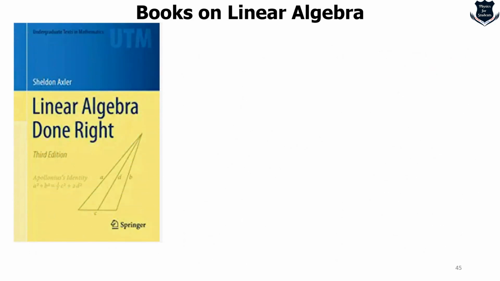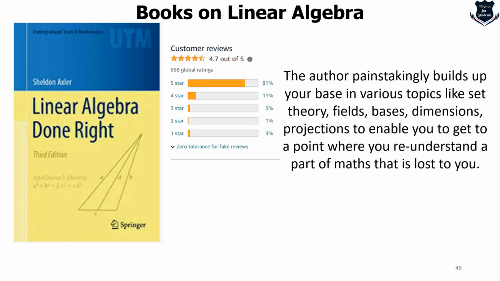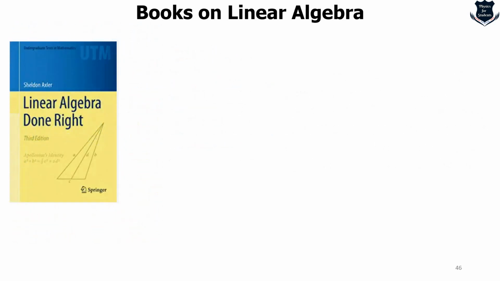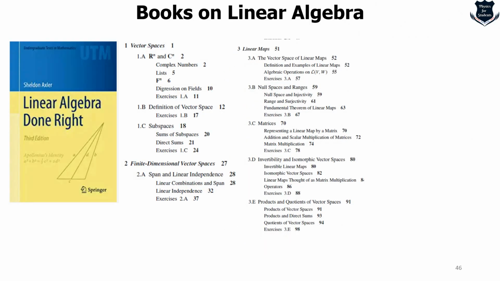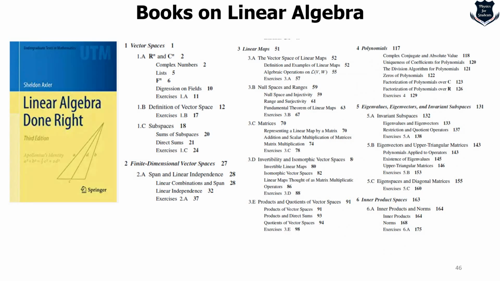The next book which comes is Linear Algebra Done Right. This is also a very good book which you can go through. It contains a lot of beautiful diagrams and the content is very exhaustive. So you can see this is basically the content which covers starting from vector spaces, linear spaces, all you actually need to know about linear algebra.